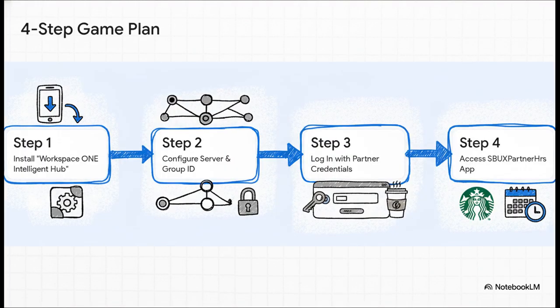All right, let's just get this done. It's a really simple four-step plan. First, we're going to install a kind of gateway app. Then we'll set it up, log in with your partner info, and boom, that'll give you access to the actual schedule app. Ready? Let's go.